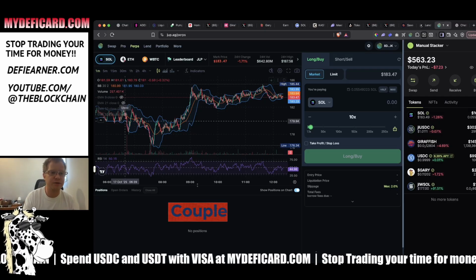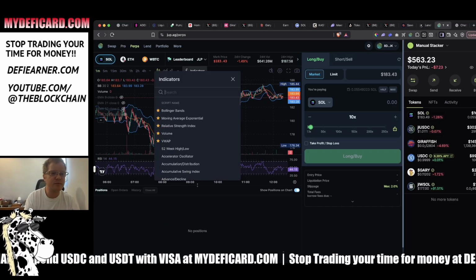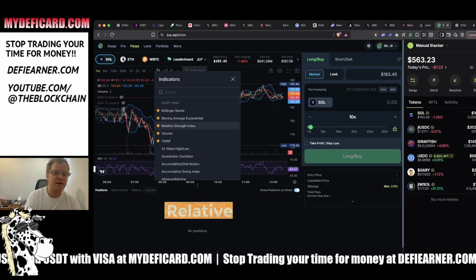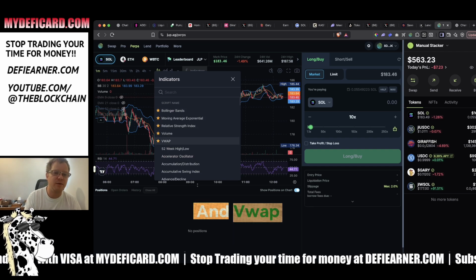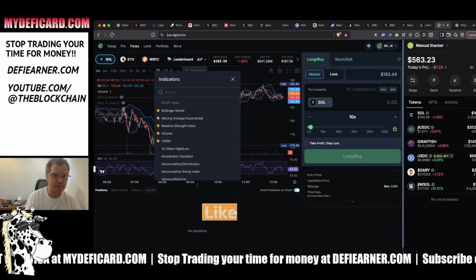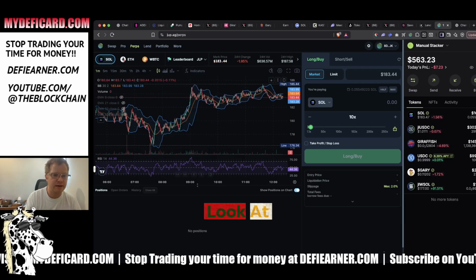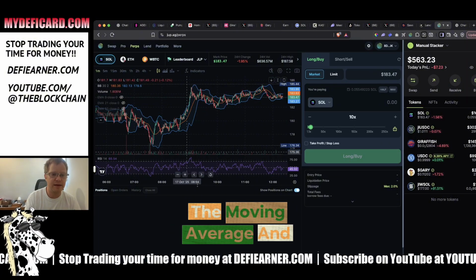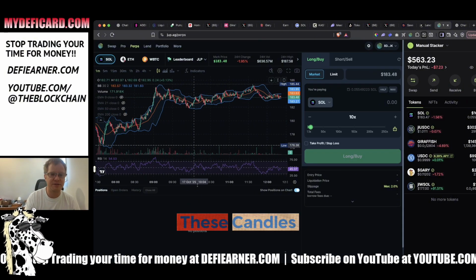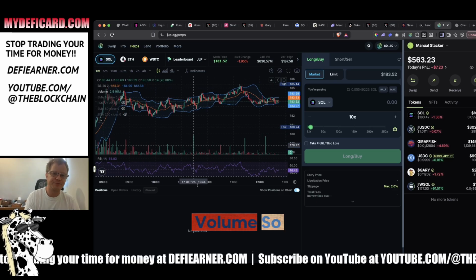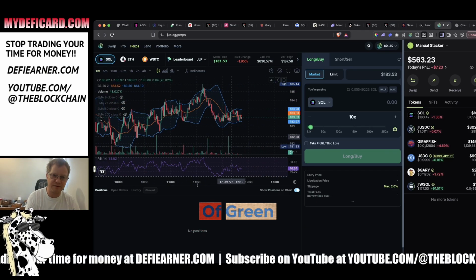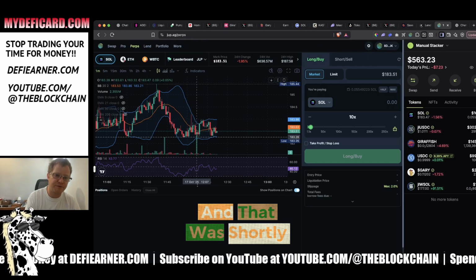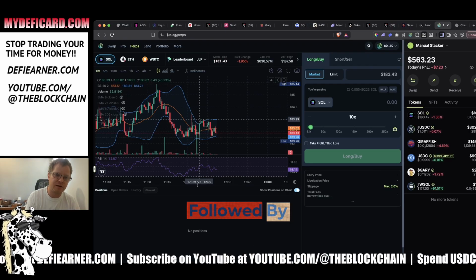Now, I have a couple of different indicators turned on: Bollinger Bands, Moving Average Exponential, Relative Strength Index, Volume, and VWAP. In all honesty, the most important ones I look at are the Bollinger Bands, the moving average, and the volume right here at the bottom. That will tell me if there's a bunch of green volume. Look at this, there was a big green candle that was shortly followed by the price going up.